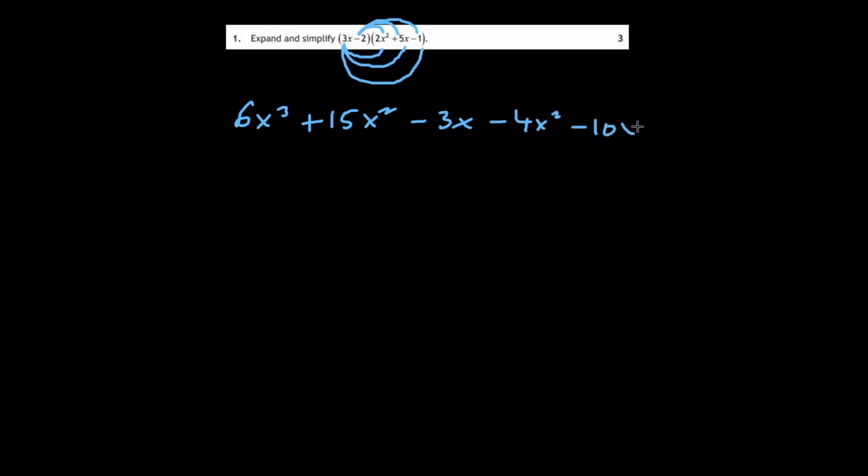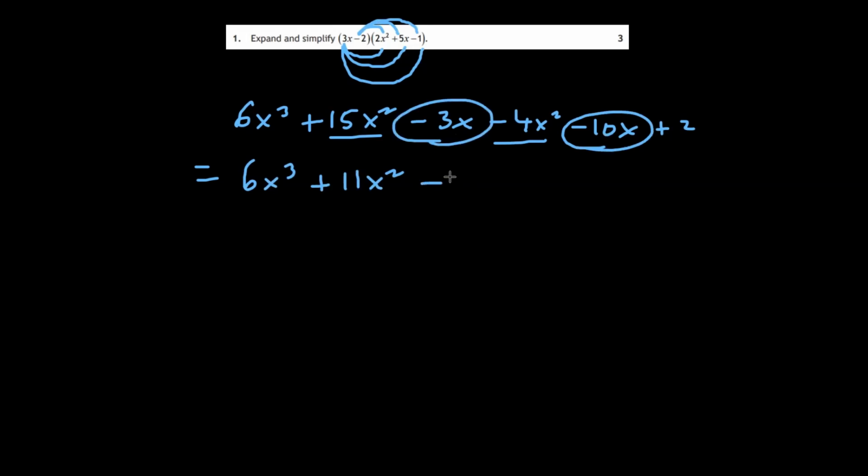So it would just be 3x times 2x squared, so 6x cubed, and then 3x times 5x, and then 3x times minus 1, and then we would just repeat the same thing for the minus 2. So that would be minus 4x squared minus 10x plus 2. And then we just collect the like terms. And that would be the simplest form.